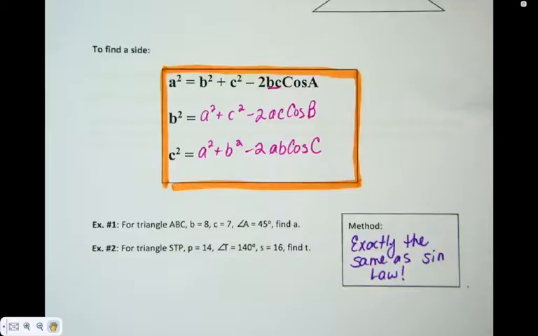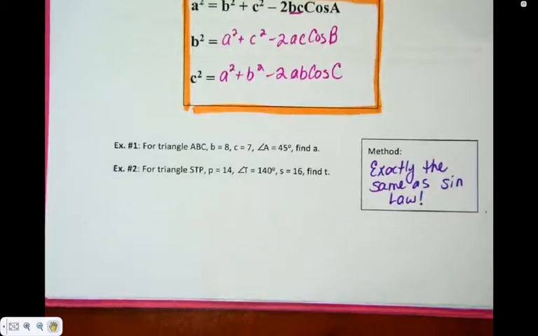What was step 1 yesterday for those that were here? Draw and label the triangle. Then pick the formula. Step 3, substitute into the formula. Step 4, isolate the variable. And step 5, use a calculator. Exactly the same steps.